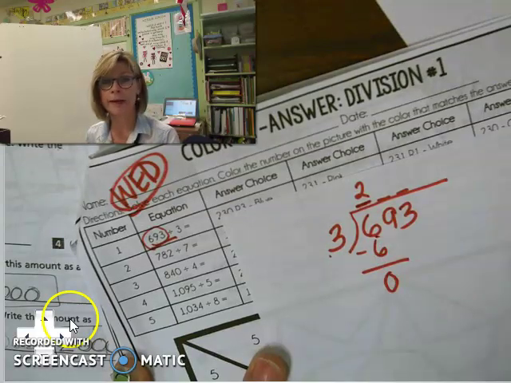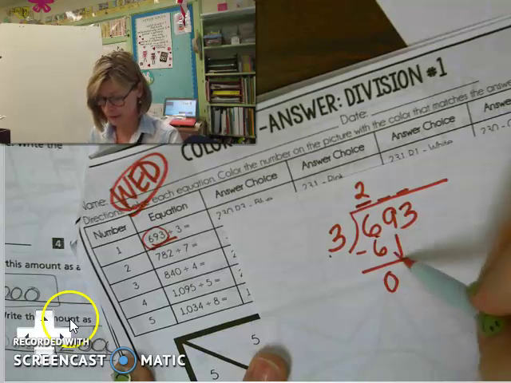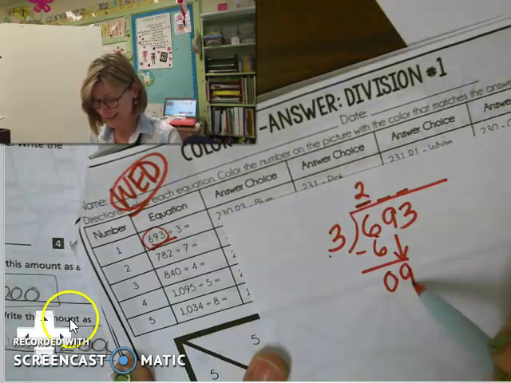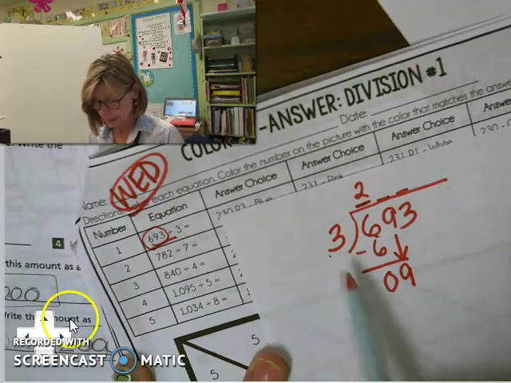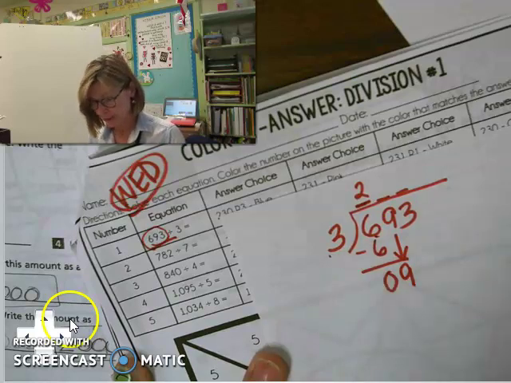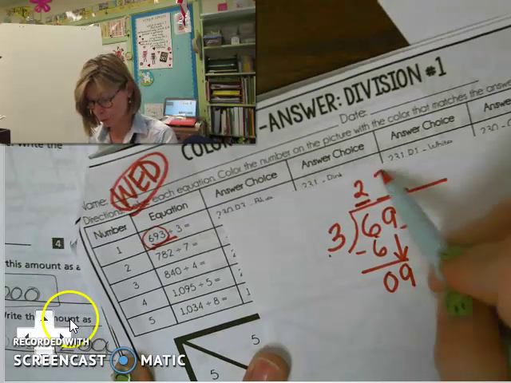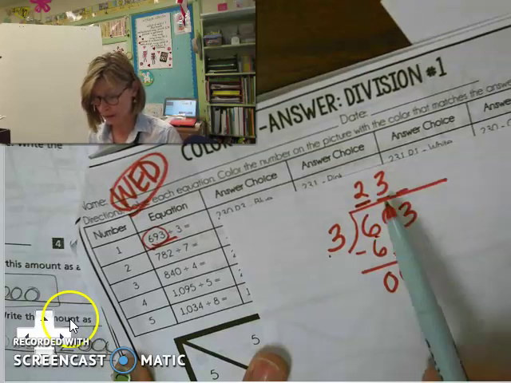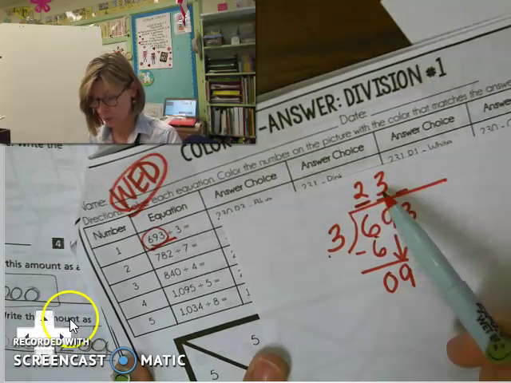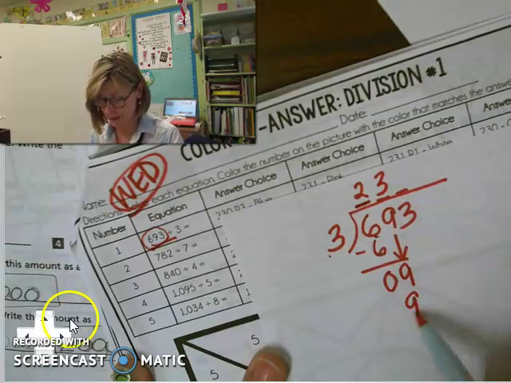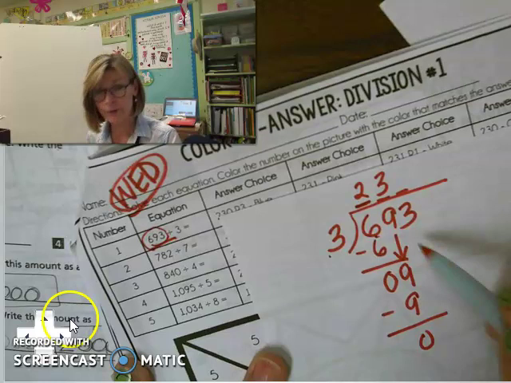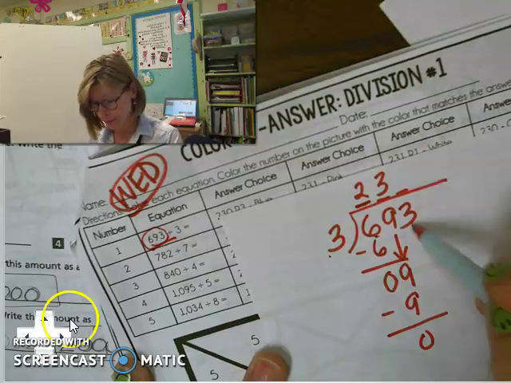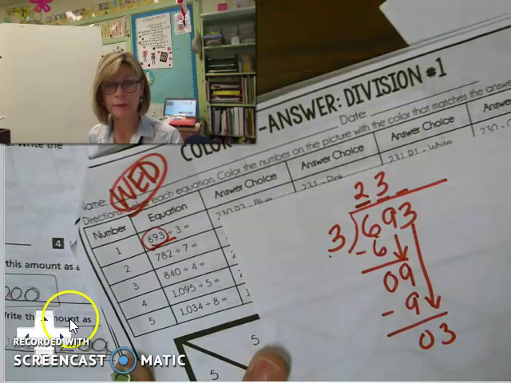Now I'm ready to bring down the next place position, the tens place. So 9 tens. And can 9 tens be divided into 3 equal groups? Yes, it can be divided into 3 equal groups because 3 goes into 9 3 times. I write that in my quotient. 3 times 3 is 9. I subtract that and have 0 left over. How convenient. Now I'm bringing down my 3 ones.